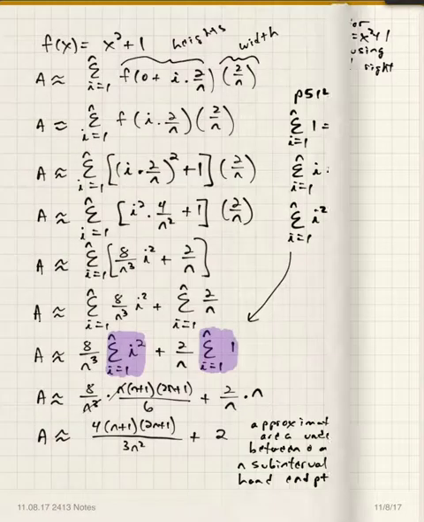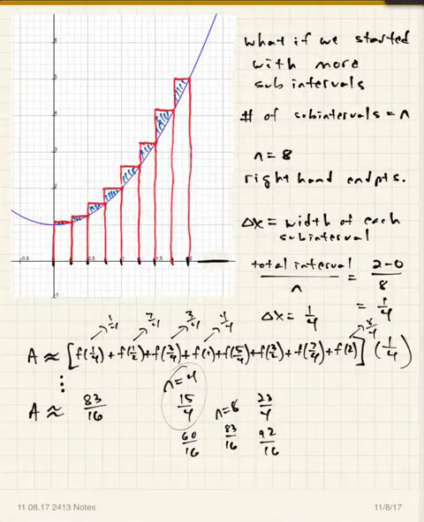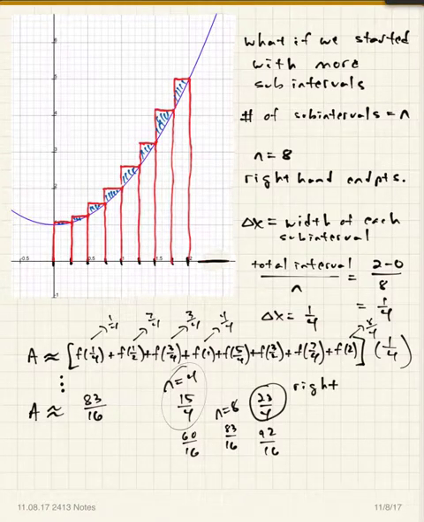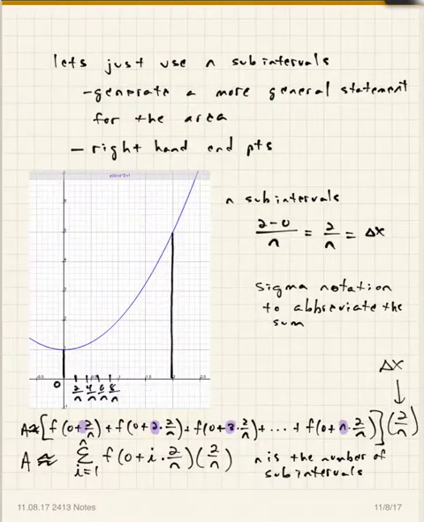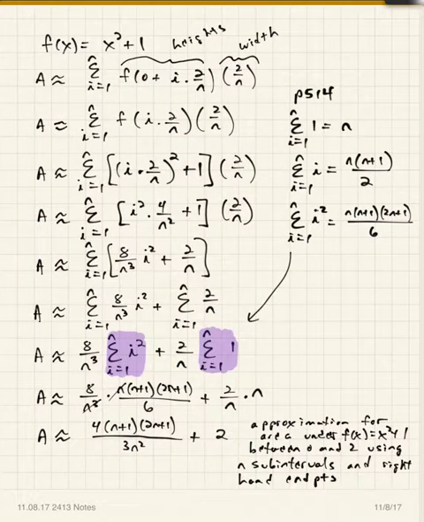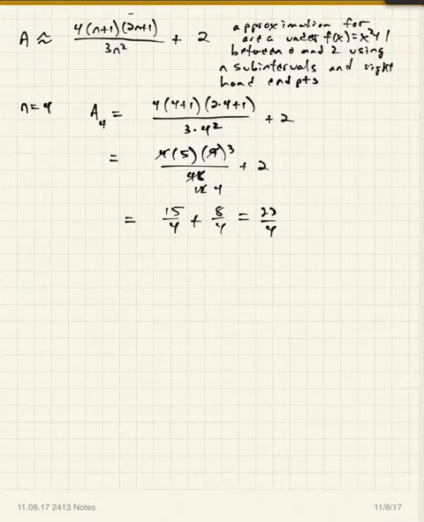And remember that 23 over 4 was our right-hand endpoints. I was pointing to the wrong one here. There's our right-hand endpoints there. The 15/4 was the left-hand endpoints. So there you go. There's right-hand endpoints, 23 over 4. All right, so this formula, we could use this formula for any number of subintervals then, and we could get a better approximation.